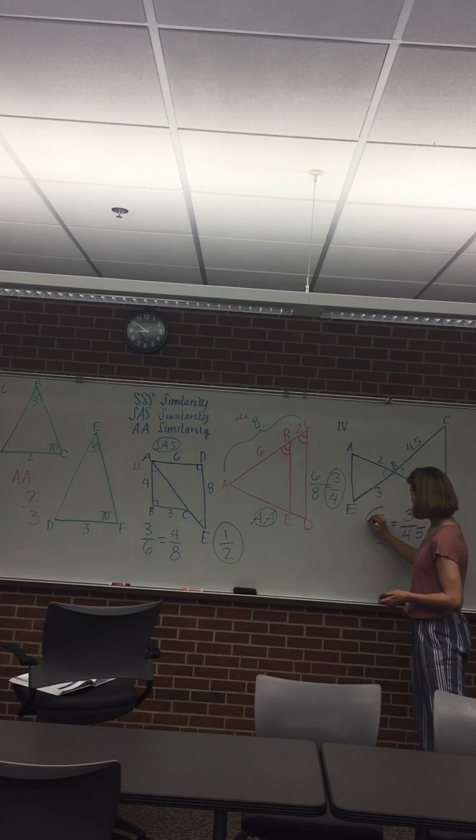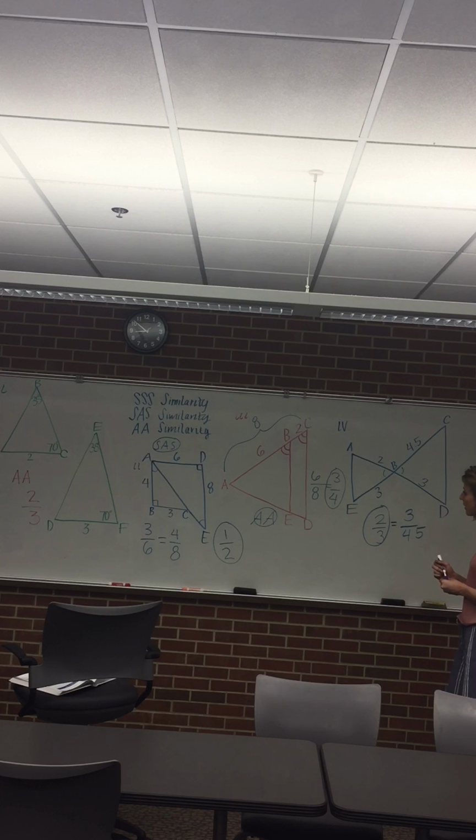So, to conclude, all of the triangles are similar, and this one is similar by side-angle-side because we've got this vertical angle here and we have proportional corresponding sides. And that is all I have for this problem. Thank you.